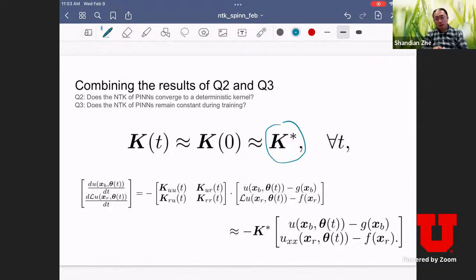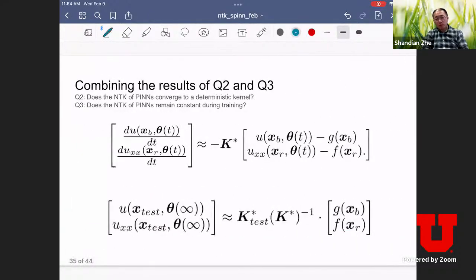Well, you can take a look at this ODE, right? Yeah, that's the ODE. They do the analysis by solving this ODE, because if you assume K is a constant, K star, then this ODE is very simple. It's just a linear time invariant ODE. So they can directly give the solution.